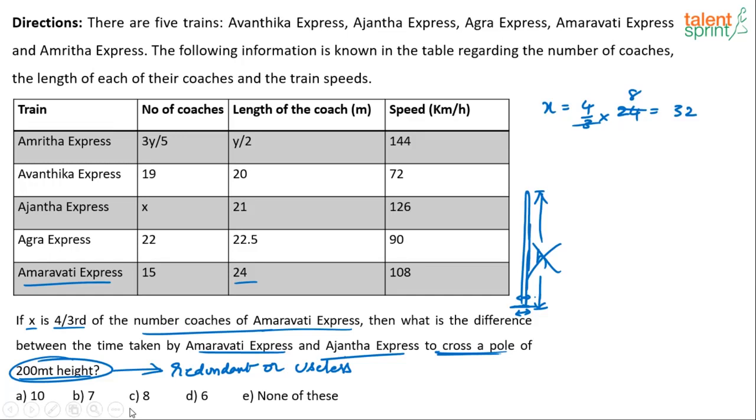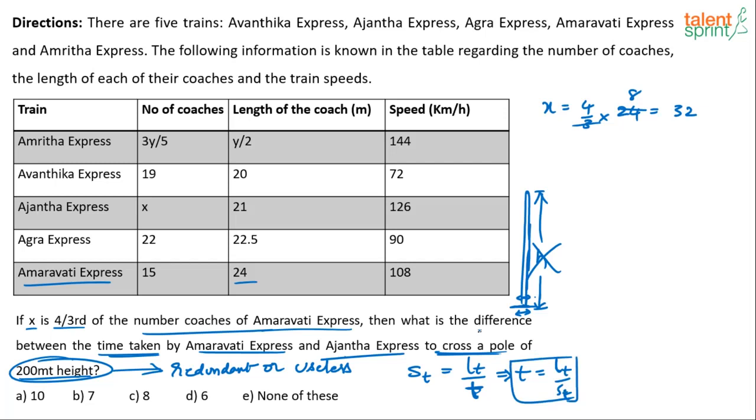What is the formula for crossing a pole? When a train is crossing a pole, we are looking at time, right? The formula is: speed of the train is equal to length of the train by time, because the length of the pole is 0, negligible. So time can be taken as simply the length of the train by the speed of the train.